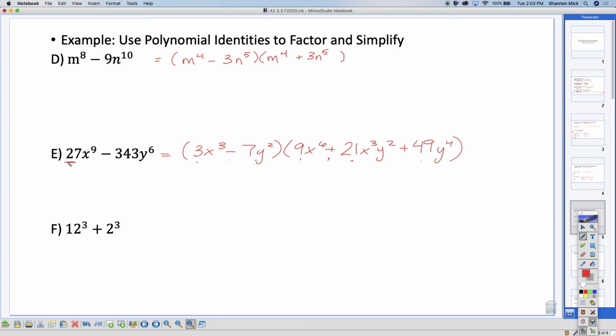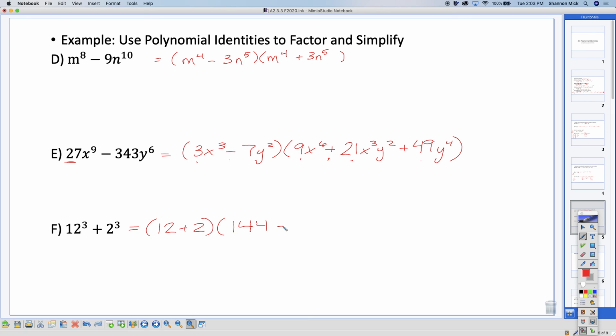Now, what do we got now? Sum of cubes again. Sum of cubes with numbers, right? 12 plus 2. 12 squared, 144, minus 12 times 2, plus 4. Ooh, look at you go. I think she did this all in her head. She's been thinking of it for a while.